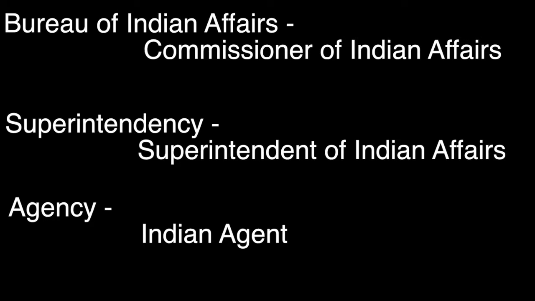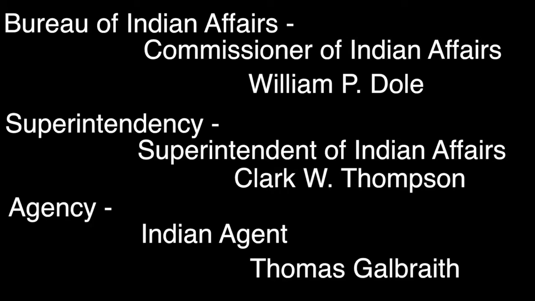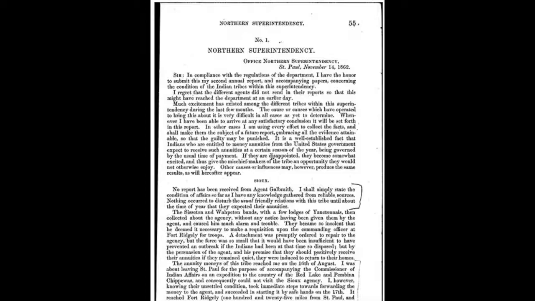In 1862, William P. Dole was the Commissioner of Indian Affairs, Clark W. Thompson the Superintendent for the Northern Superintendency, and Thomas Galbraith the Sioux Agent. Each year the agent submitted a report to the superintendent, while the superintendent submitted a report to the commissioner.